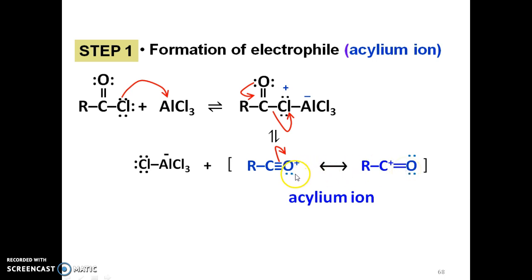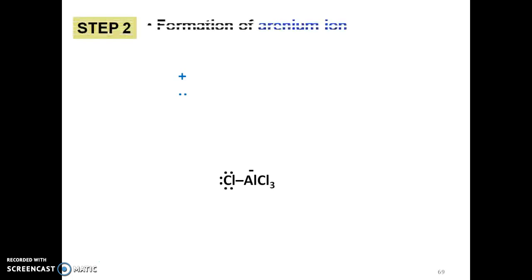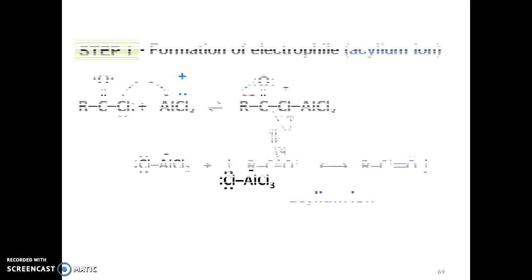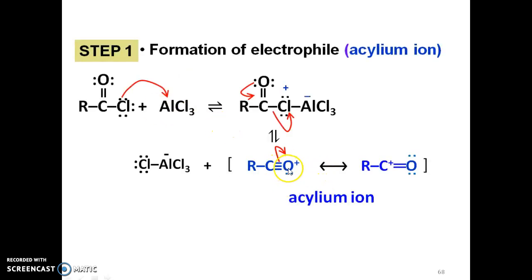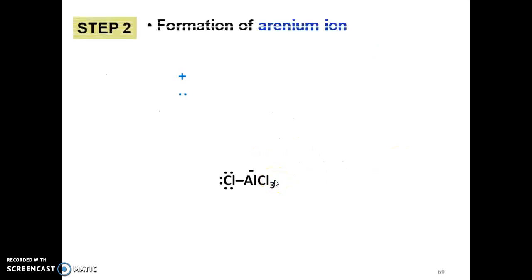So in step number 2, we bring the electrophile C triple bond O to be attacked by the nucleophile. In step number 2, the formation of the arenium ion, the benzene, which is the nucleophile, will attack the electrophile that we produced in step number 1. In step number 1 we produce 2 resonance forms of the acylium ion, C triple bond O or C double bond O, but we don't bring both resonance structures to step number 2. We only take the C triple bond O, which is more stable, to step number 2.